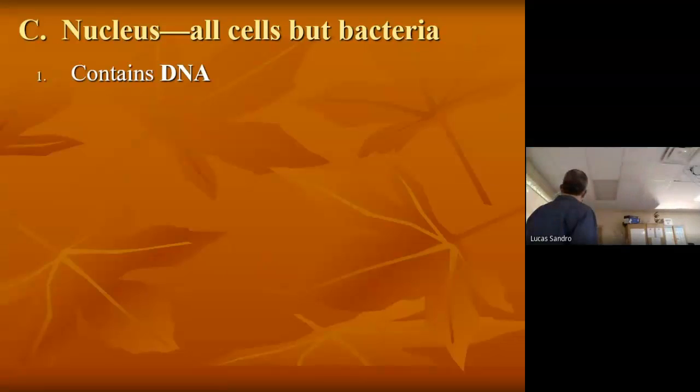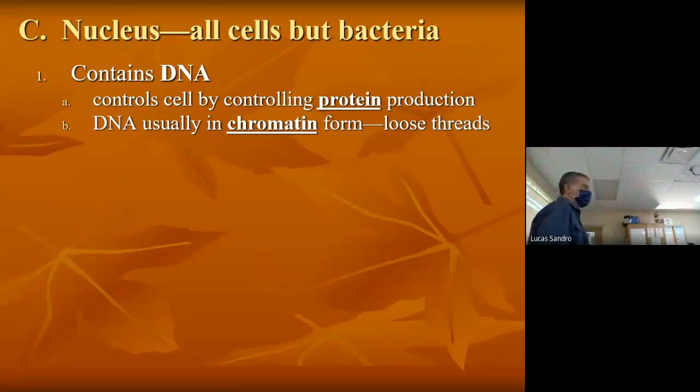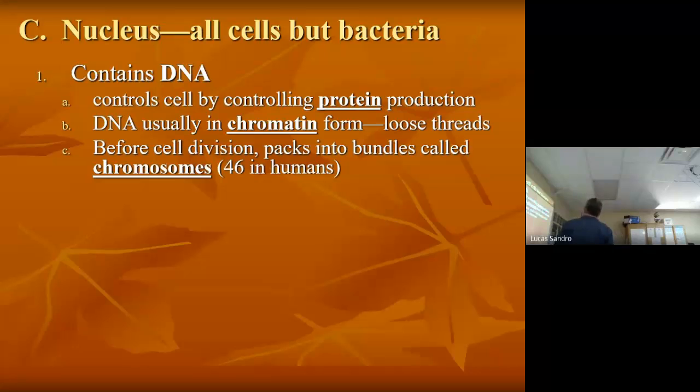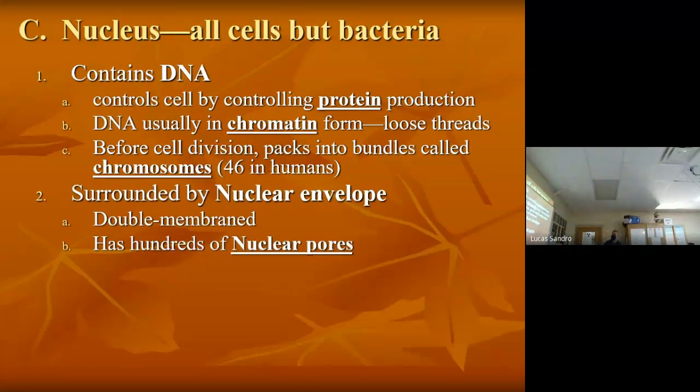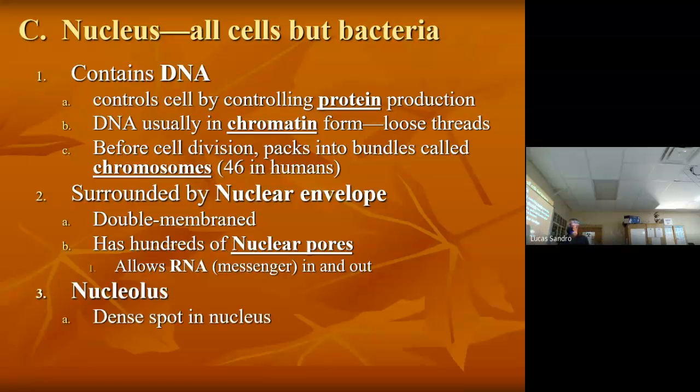Then we talked about the nucleus, and you learned what DNA does, sort of. You learned about chromatin and chromosomes, and the nuclear envelope, and how it's got holes in it, in that double membrane, for RNA to get in and out and copy genes and take their instructions out to build proteins with. And the nucleolus, which is where ribosomes get built.